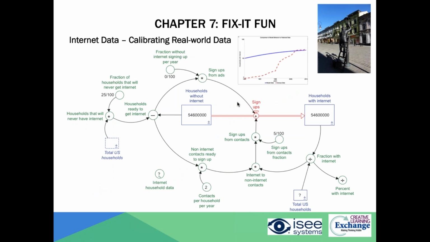And this is what that model looks like. It's very similar to an infection model, but it adds in another minor loop here. So you have the households without the internet, they get a certain number of signups, and then you have households with the internet. And then you also have some folks over here that just will never get the internet. They either live in an area where it's not accessible, or they don't want it, they've already made up their minds, they have no interest.